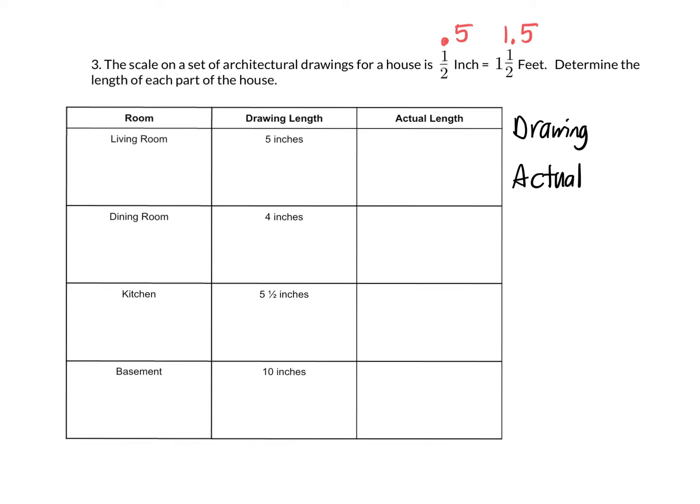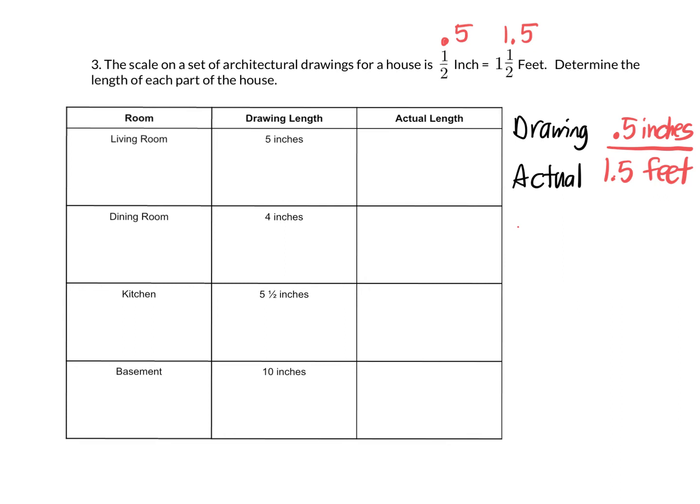And so it says that I have 0.5 inches for every 1.5 feet. And it's important to note that this scale is going to be used for every single one of these rooms. We are just going to swap the numbers out as we go. And I'm only going to do 2 of these for sake of time. So let's start with the living room.